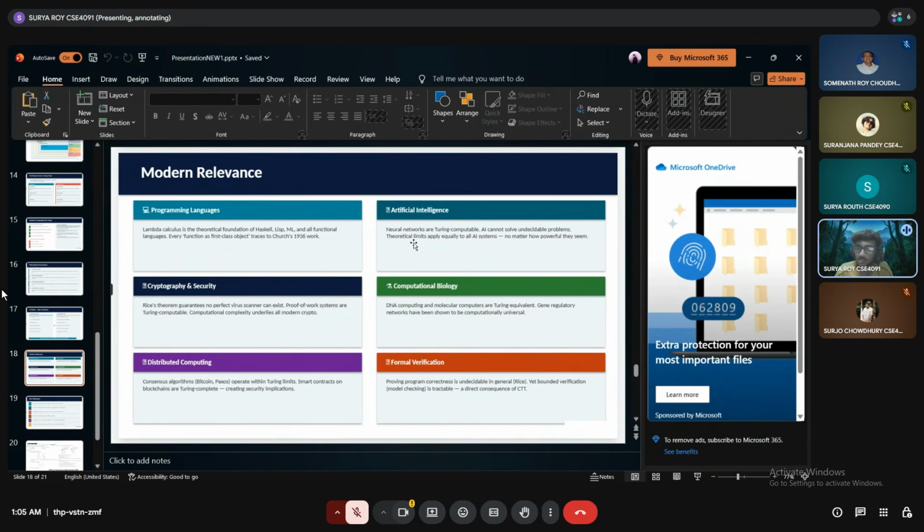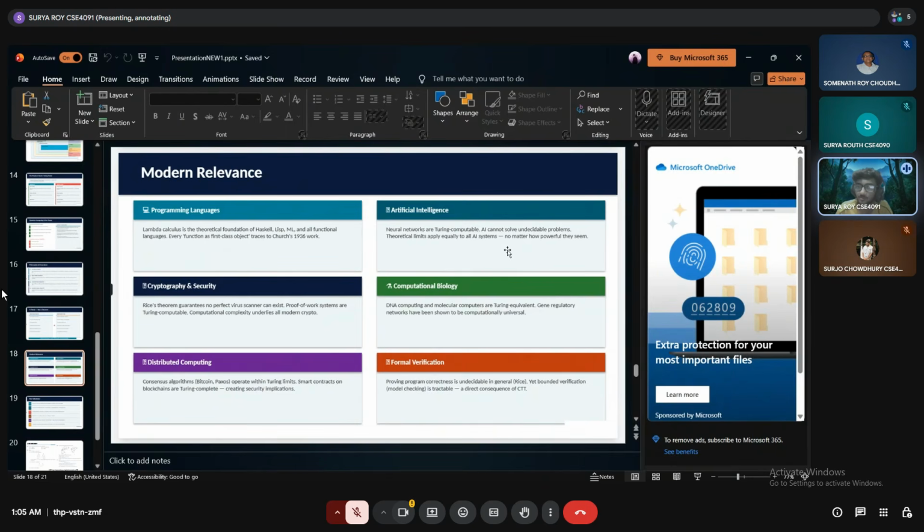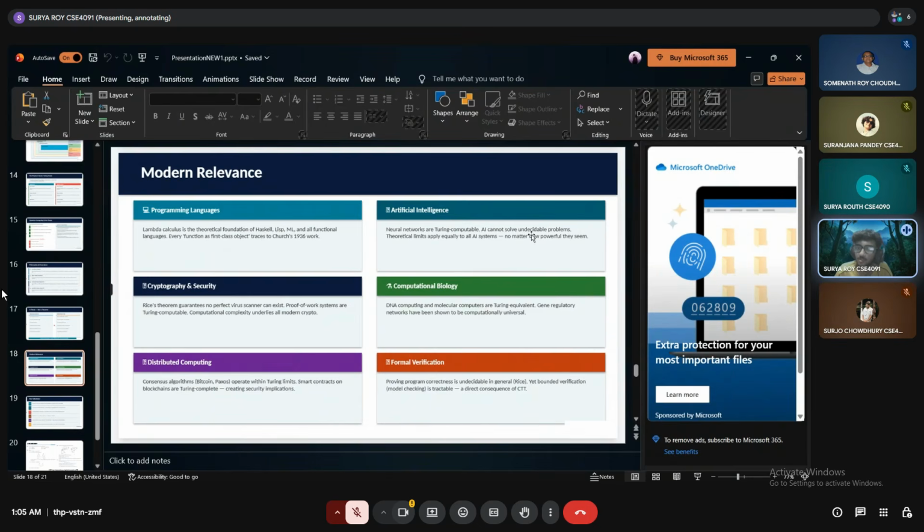Artificial intelligence. Neural networks are Turing computable. AI cannot solve undecidable problems. Theoretical limits apply equally to all systems, no matter how powerful they seem. Computational biology. DNA computing and molecular computers are Turing equivalent. Gene regulatory networks have been shown to be computationally universal. Formal verification. Proving program correctness is undecidable in general. Yet bounded verification and model checking are tractable, a direct consequence of CTT.